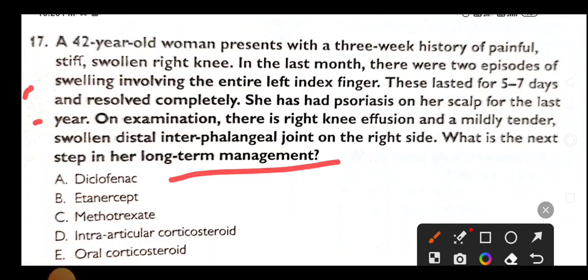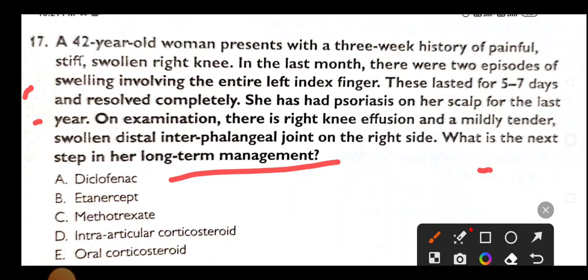So guys, I hope this is clear. History of a painful, stiff, swollen right knee. 2 episodes of swelling including the entire left index finger, 5-7 days, resolved completely. She has had psoriasis on her scalp for the last year. On examination, right knee effusion, mildly tender swollen distal interphalangeal joint.